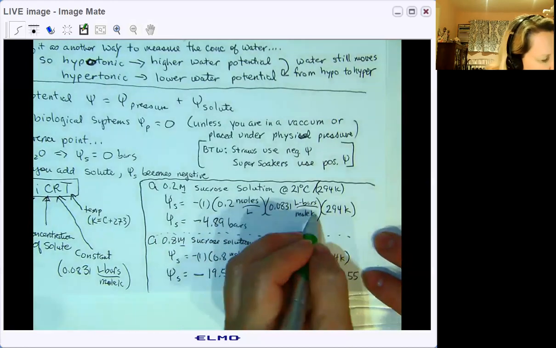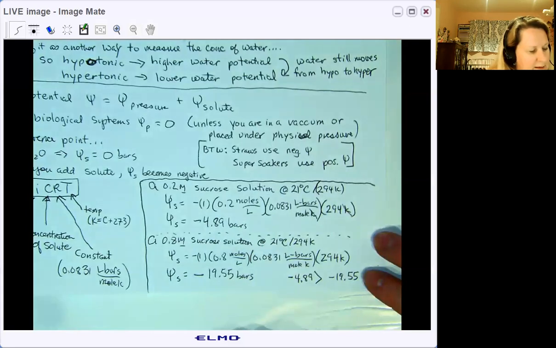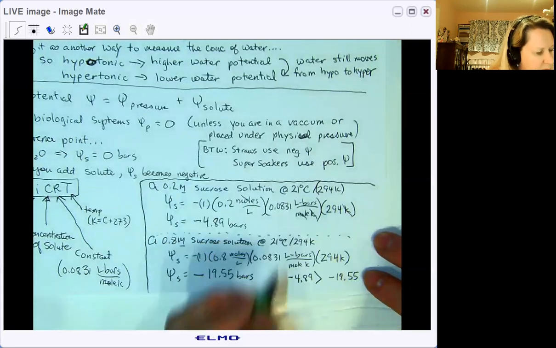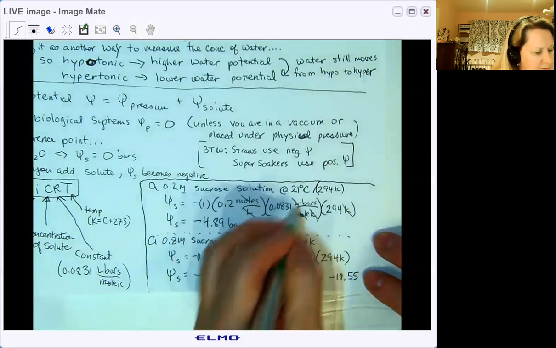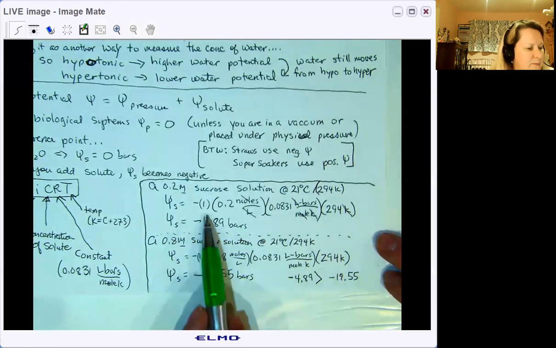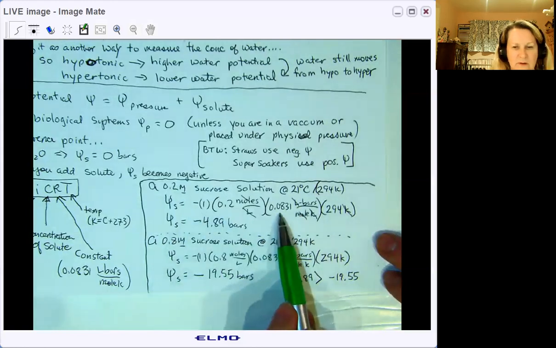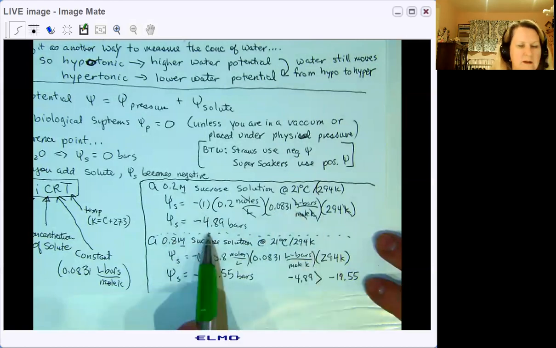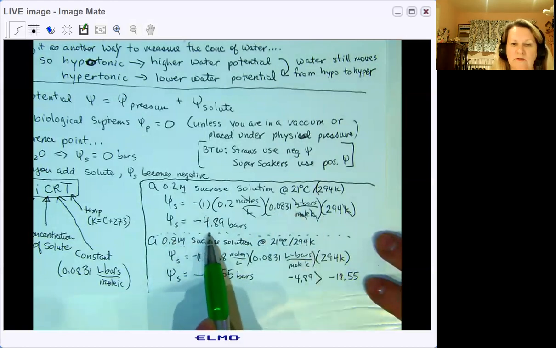Now let's go through and cancel our units. Kelvin cancels out, moles cancel out, liters cancel out, and you're left with bars, which is the unit we usually use in AP Bio for water potential. If you pop this in your calculator, -1 times 0.2 times 0.0831 times 294, you get a water potential of a 0.2 molar sucrose solution is minus 4.89 bars.